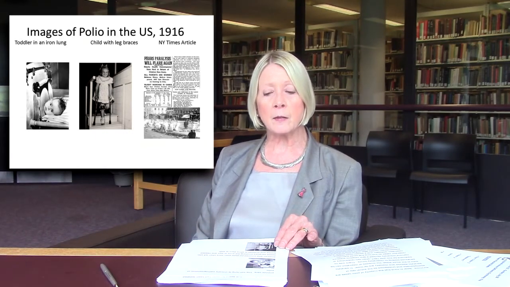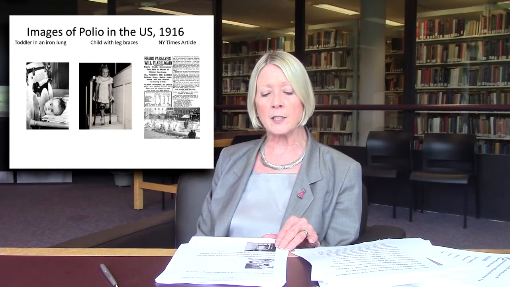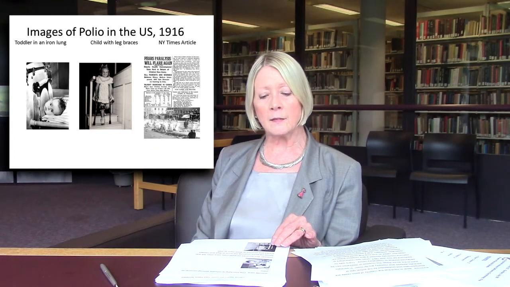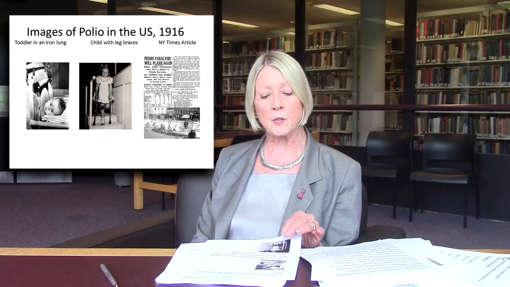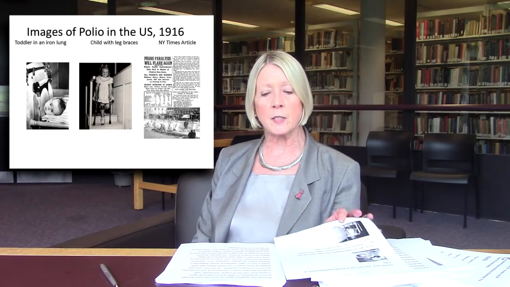Children who survived paralytic polio were often left with flaccid paralysis involving the arms or legs and needed braces and crutches to allow them to walk. And you can see the little girl on the right in this picture has long leg braces and crutches.